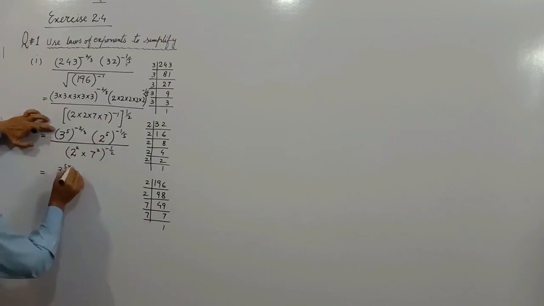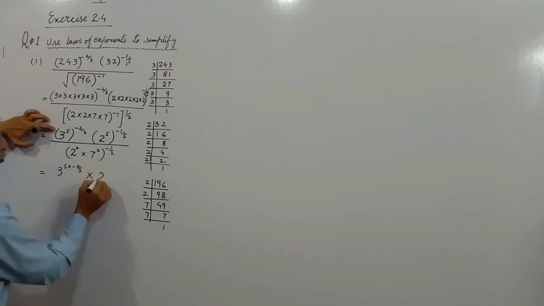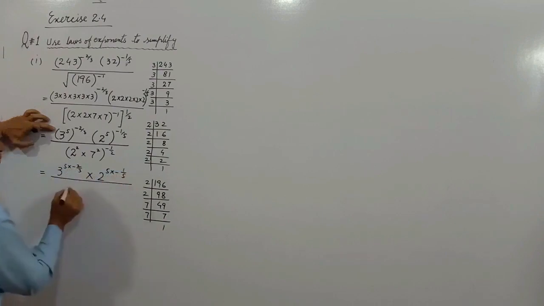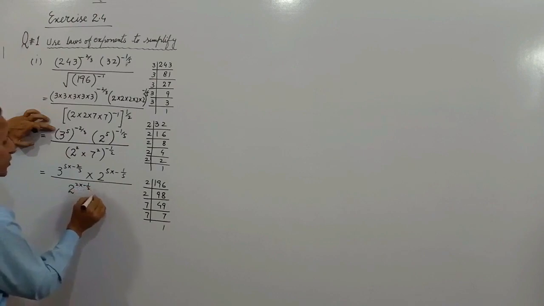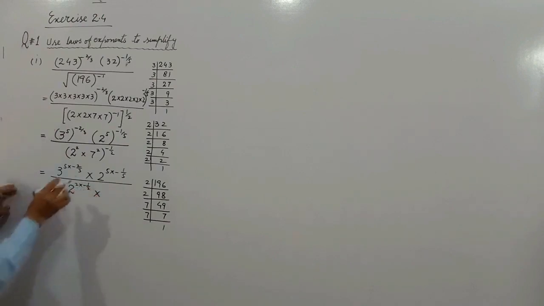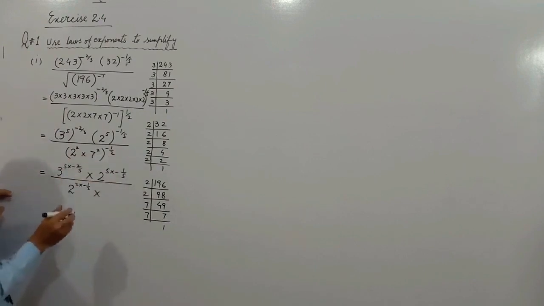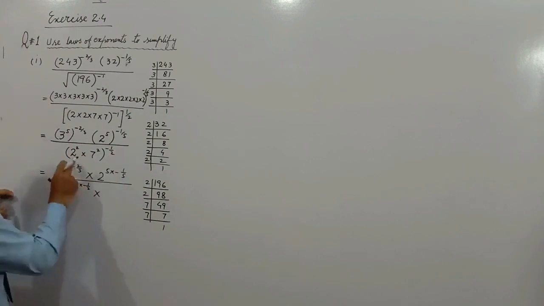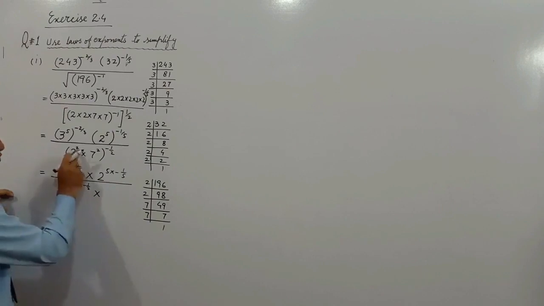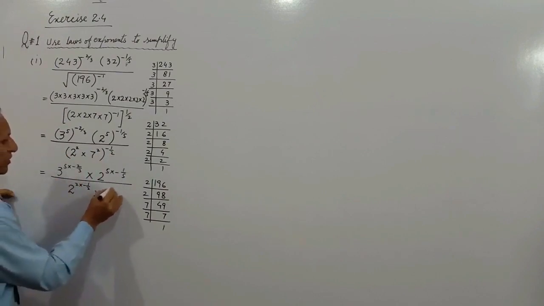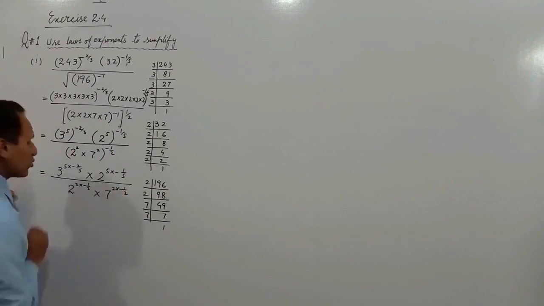Let's move to the next step. In the next step we apply the law of power in the numerator: 3 raised to power 5 multiply minus 2 by 3, 2 raised to power 5 multiply minus 1 by 5, and 2 raised to power 2 multiply minus 1 by 2. But which law do we apply over here? That is the law of power of product. As the values are different in a product and have a common power, we apply the law of power of product. According to that law, power 2 multiplied by minus 1 by 2, and power 2 multiplied by minus 1 by 2 as well for the 7. So 7 raised to power 2 multiply minus 1 by 2.